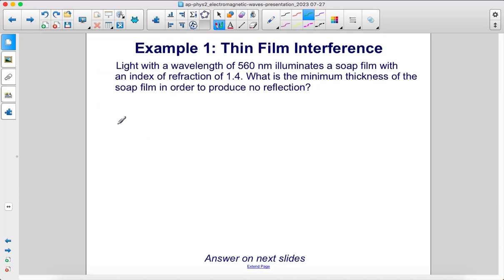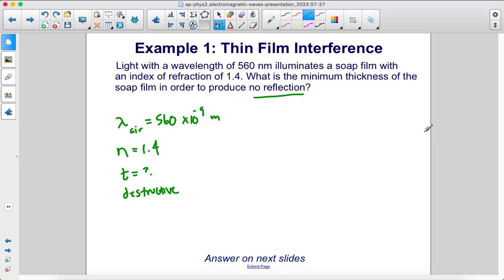Light with a wavelength of 560 nanometers, so the wavelength in air is 560 times 10 to the negative 9th meters, illuminates a soap film with an index of refraction of 1.4. What is the minimum thickness of the soap film in order to produce no reflection? So we want destructive interference. All right, let's examine this on the next slide.